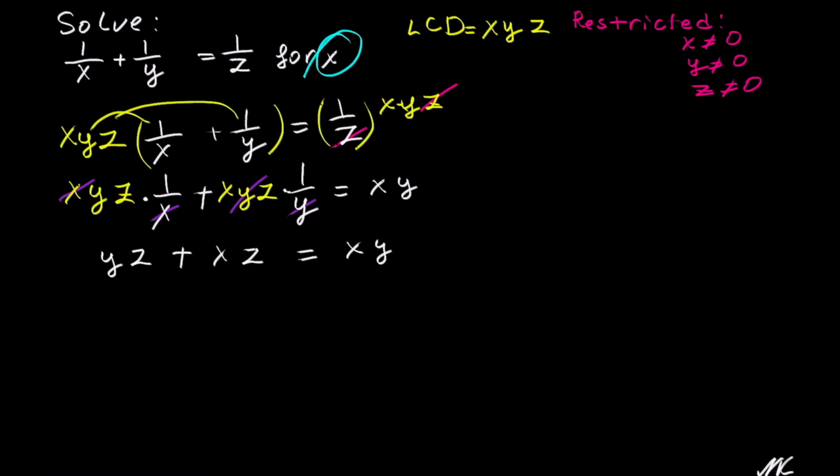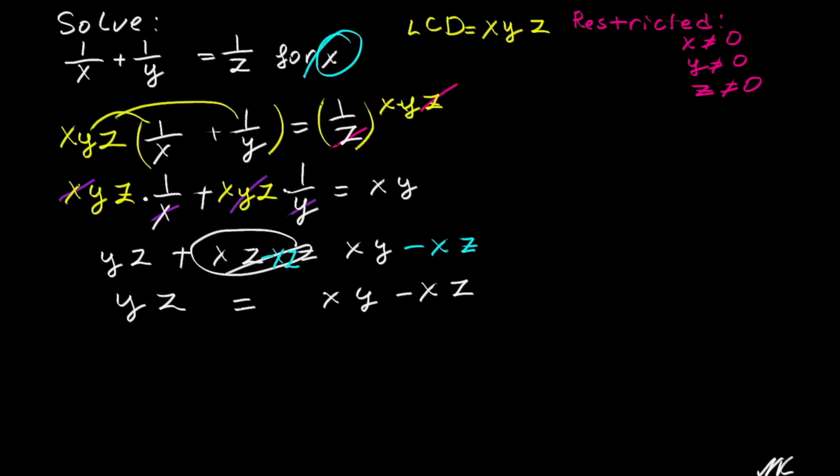We are solving for x, which means we need to have x on the same side of the equal sign. So let's move xz to the right by subtracting xz on both sides, and we get yz. xz minus xz will add up to 0, is equal to xy minus xz. Now on the right we have xy minus xz.